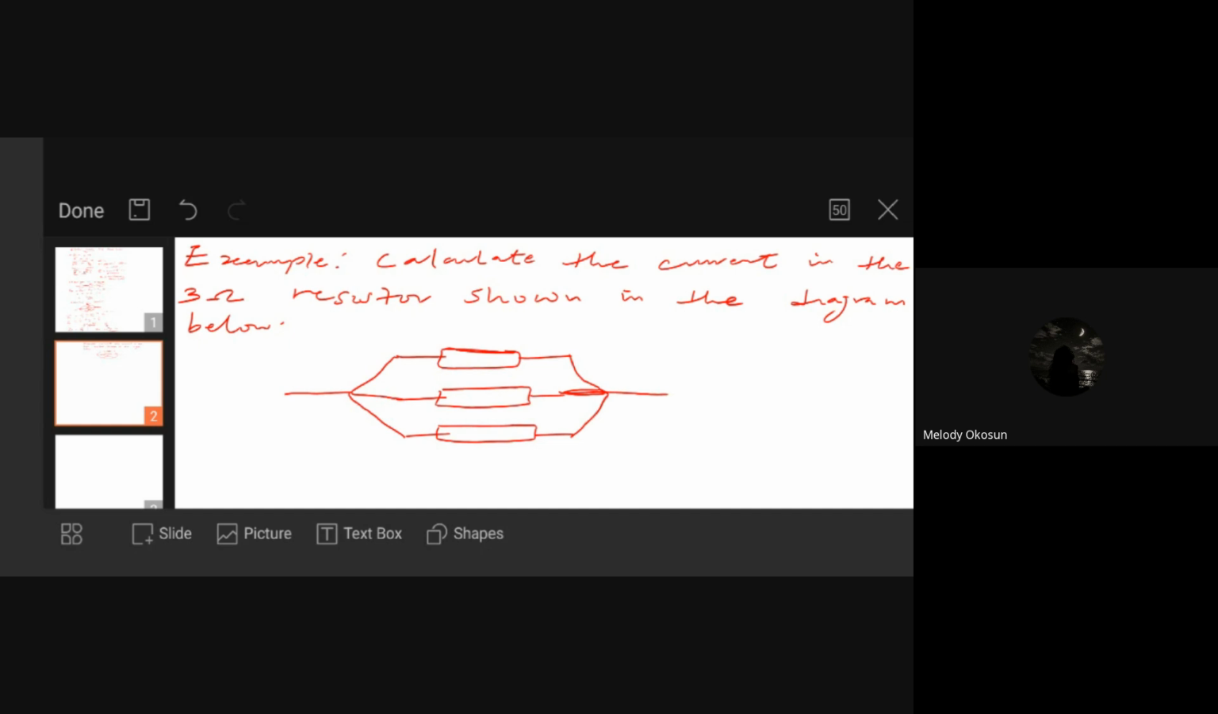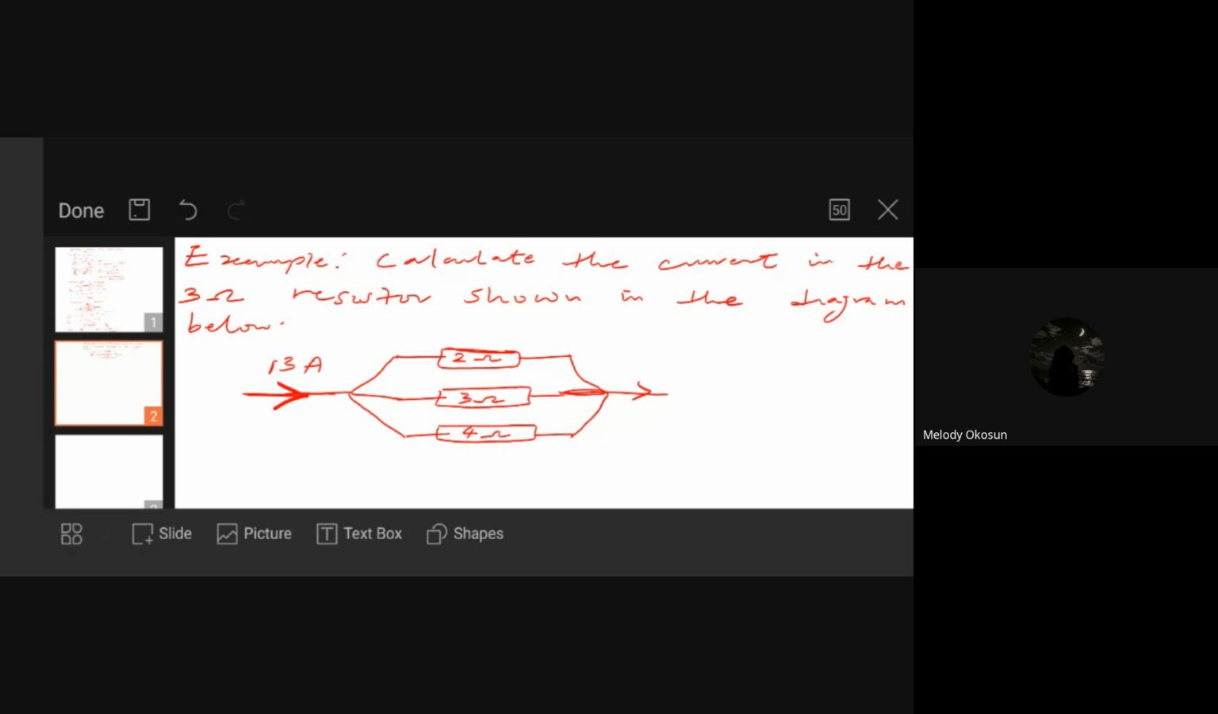All right, so this one was labeled 2 ohms, this one was labeled 3 ohms, and this one was labeled 4 ohms. And they told us that the current flowing through the circuit, they just put a symbol like this, an arrow telling us the direction of the current flow, is 13 amperes. So this is the question.